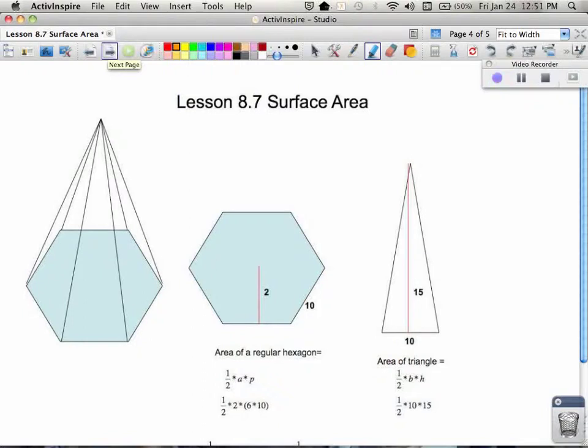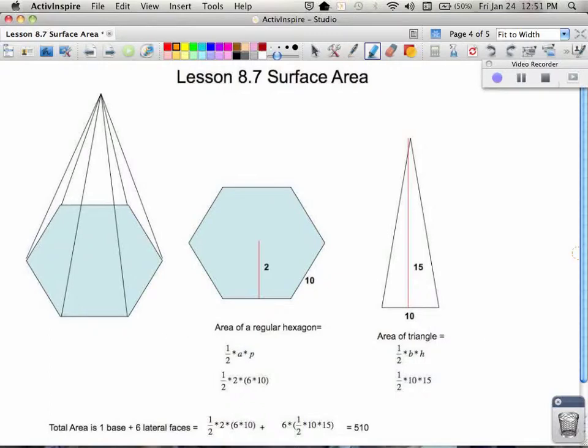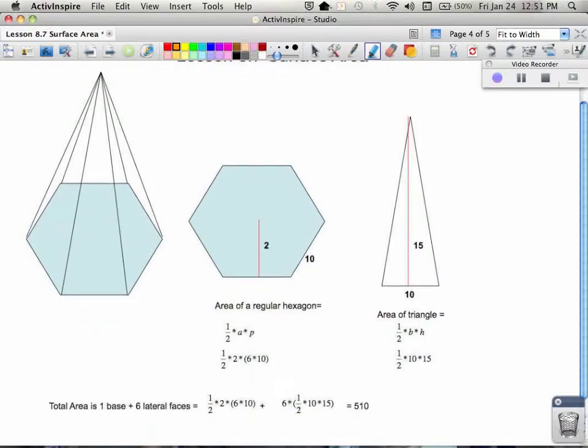In this fourth slide, we're going to talk about the surface area of a pyramid. In a pyramid, what you'll notice is we have one base, and then we have all the lateral faces. The example here is a hexagonal pyramid, because the base is a hexagon.